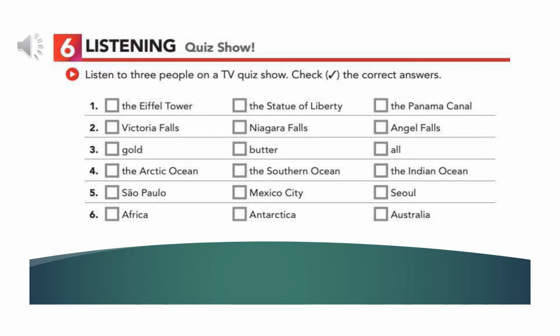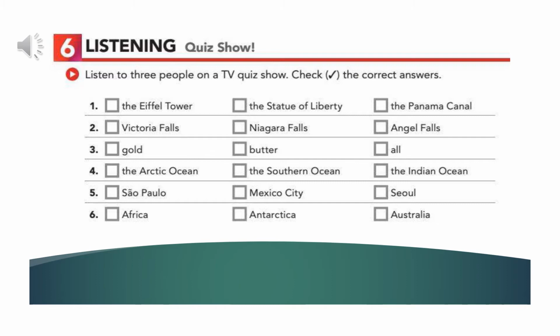Question number 4. Which of the world's oceans is the smallest? The Southern Ocean, the Arctic Ocean, or the Indian Ocean? Nobody knows? Does anybody want to guess? Joshua. The Indian Ocean is the smallest. No, sorry. Oh, shoot! Andrew. The Arctic Ocean is the smallest. Correct.